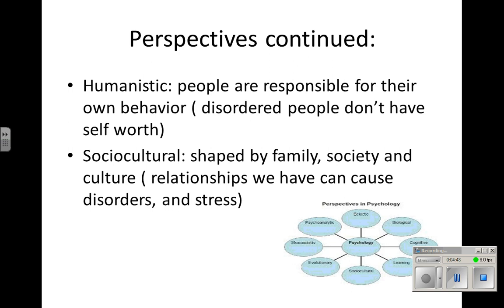Sociocultural say that not just your personality, but psychological abnormalities and dysfunctions, disorders, may be shaped by family, society, and culture. Are the relationships that you have toxic and causing a disorder? Now, I don't necessarily mean romantic relationships, but I mean family, peers, like community. Are those toxic for you and actually creating a disorder, as well as stress?